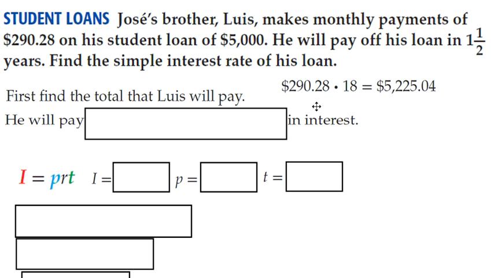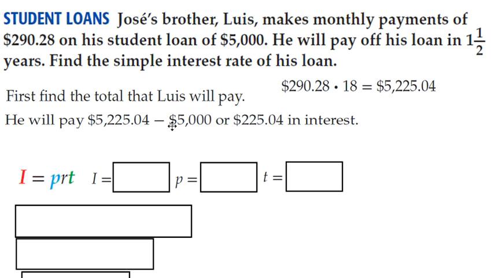The total he's going to pay is going to be that $290.28 over a year and a half. Now a year and a half is 18 months, and so we end up with $5,225.04. Okay, so he pays that for 18 months, that same monthly rate. So there's the total that he paid. The amount that he's going to pay in interest then is the difference between the initial amount that he owed and what he actually paid, which is $225.04.